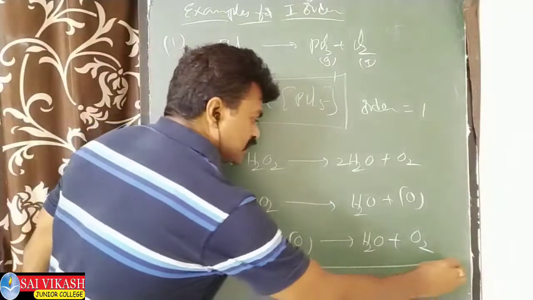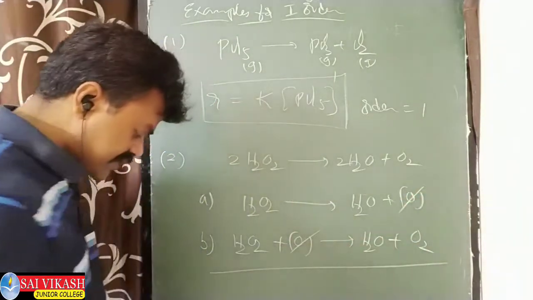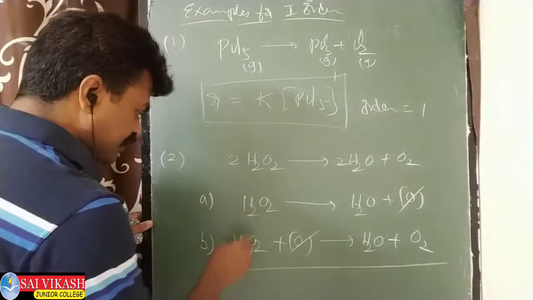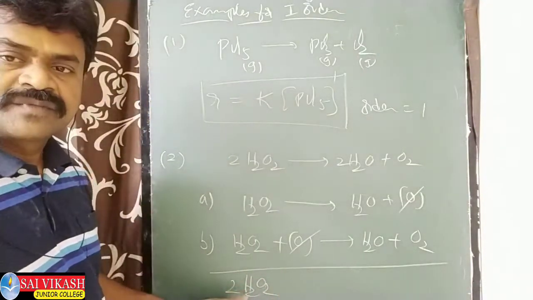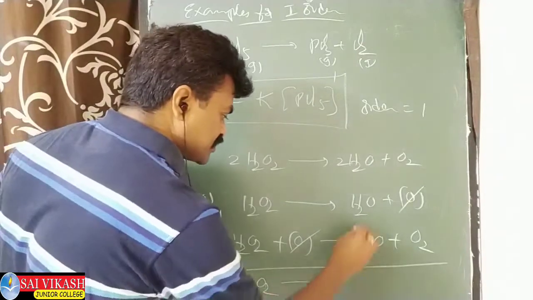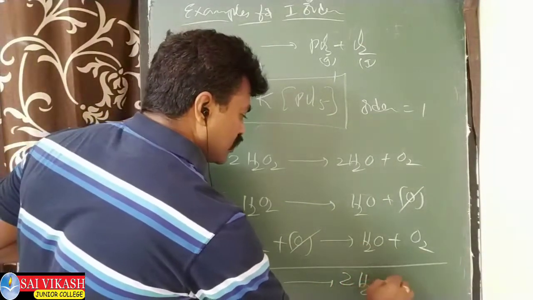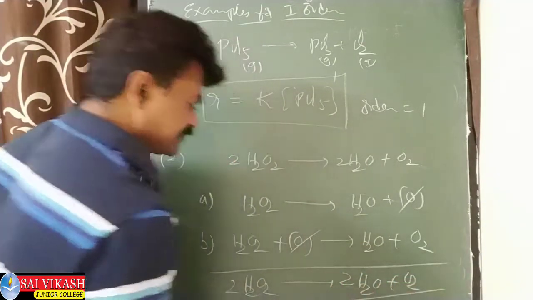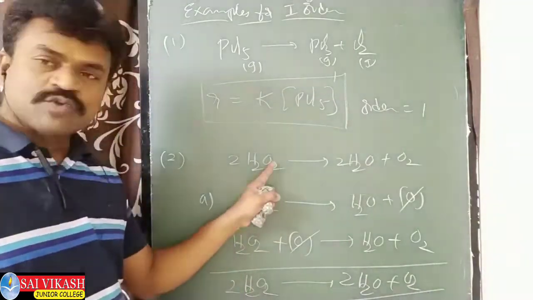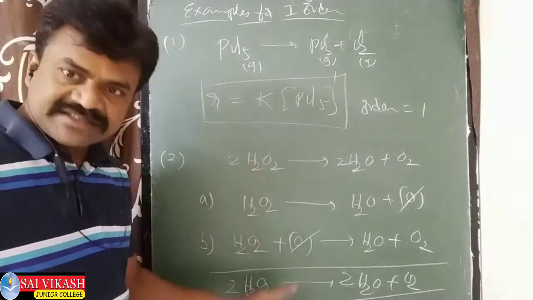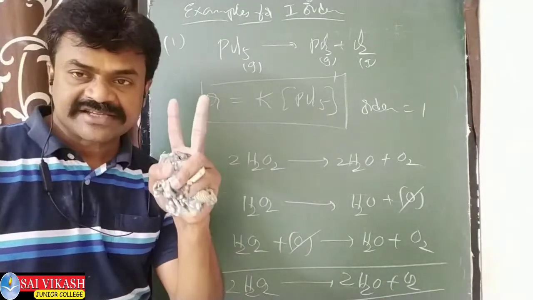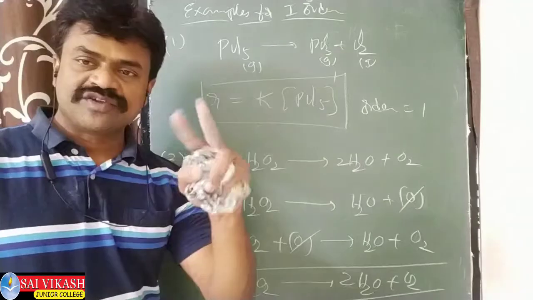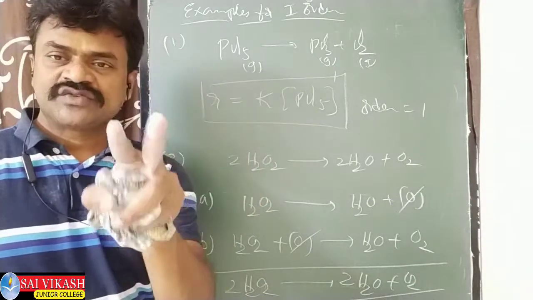Now in the overall reaction, this nascent oxygen is cancelled. You will get 2H2O2 giving 2H2O and O2. This is the overall reaction we got here, but it takes place in 2 steps. So which one is the slowest step, and which one is the fast step?